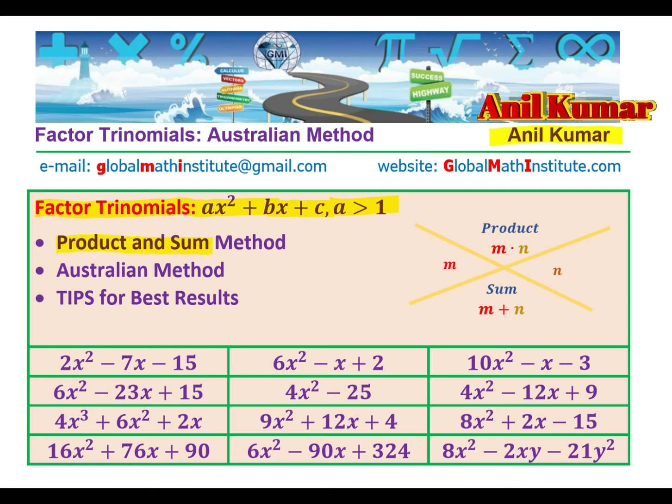One is the product and sum method. The other one is the Australian method. We are going to discuss the Australian method in detail and see how we apply it to effectively get the solution, that is, to factor the trinomials.